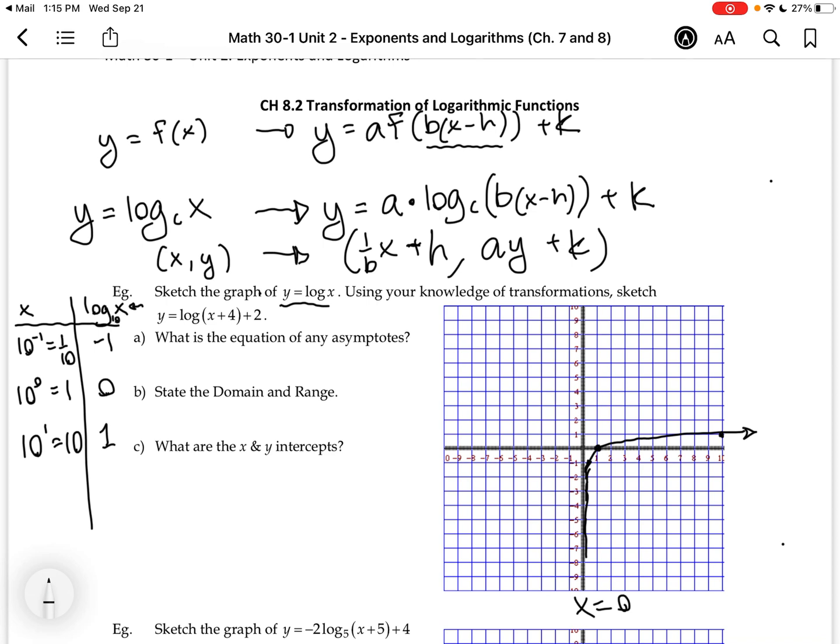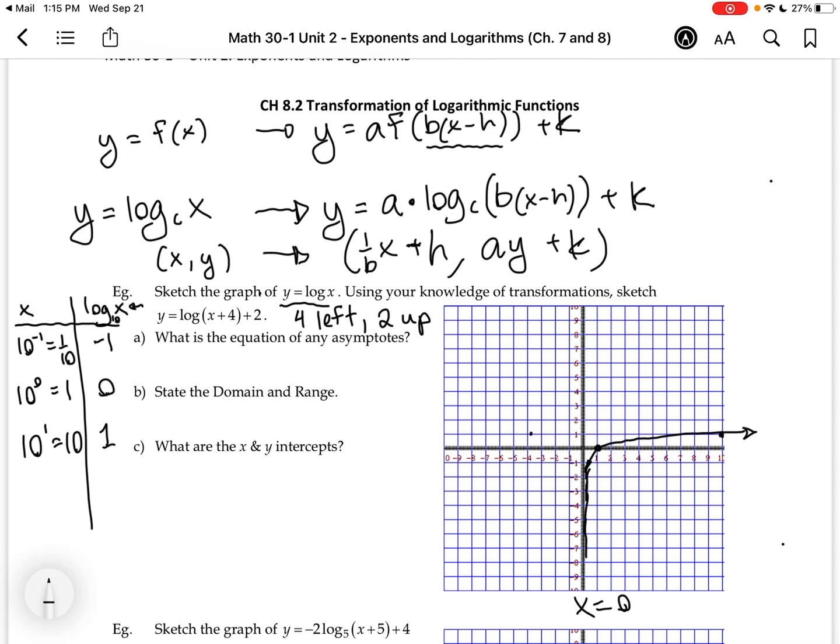Now we're going to take a look at this transformed function. If we think about the parameters a, b, h, and k, I don't see anything in there about the a and b value. So we can assume that those are both 1, which is nice because that means we don't have any stretches or reflections. All that's happening here is we have translations. It looks like h is negative 4, so 4 left, and k is 2, so 2 up. So what I'm going to do is take all of these points that I've just graphed and move them 4 left, 1, 2, 3, 4, and 2 up.